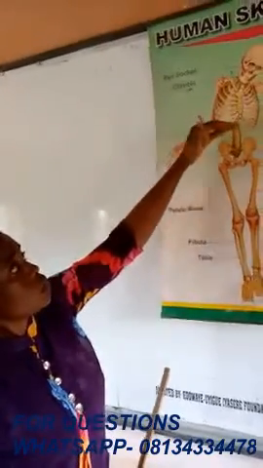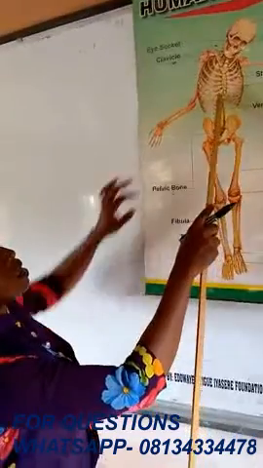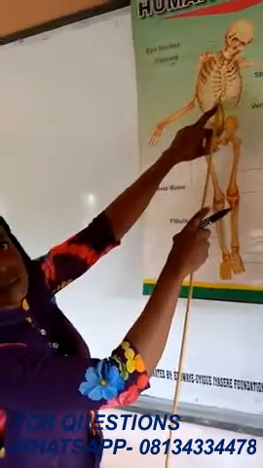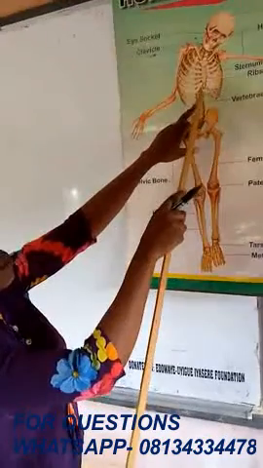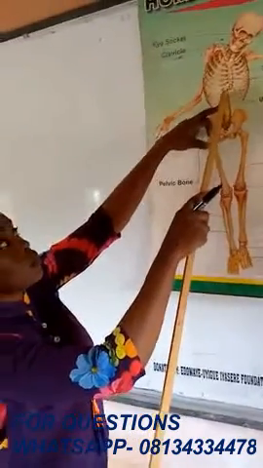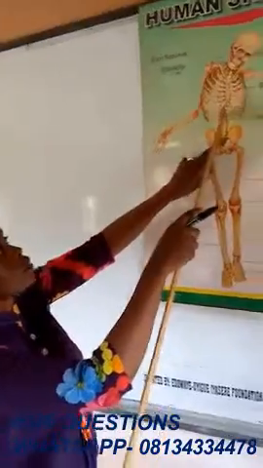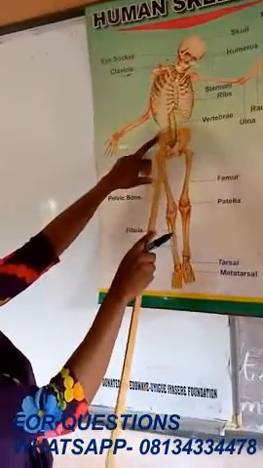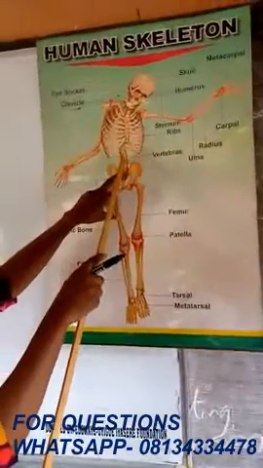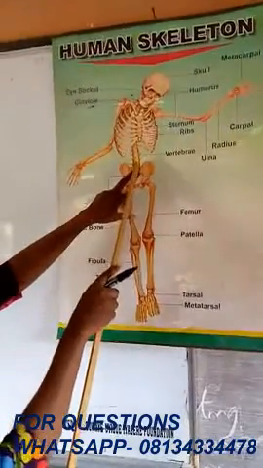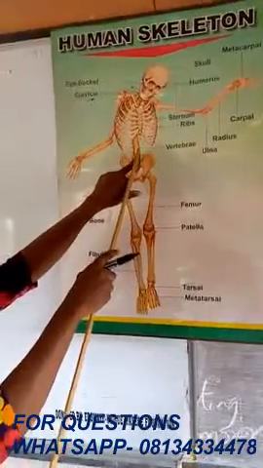Then you go to the third region, which is located at the abdominal side of the skeleton. There are 5 in number, which has the name lumbar vertebra. Then you go to the hip region. The vertebra at the hip region is known as the sacral vertebra, and they are 5 in number.